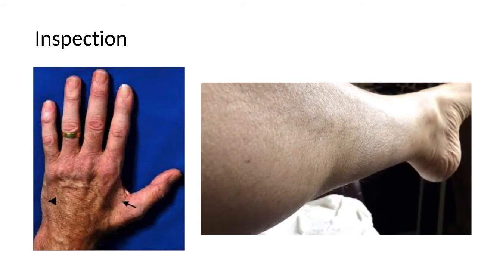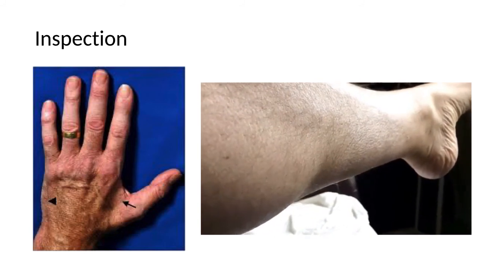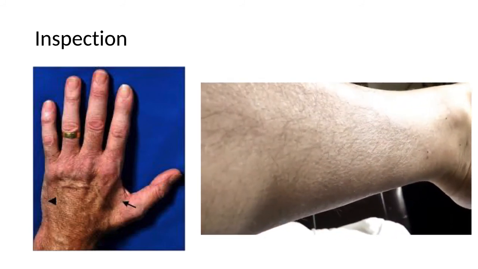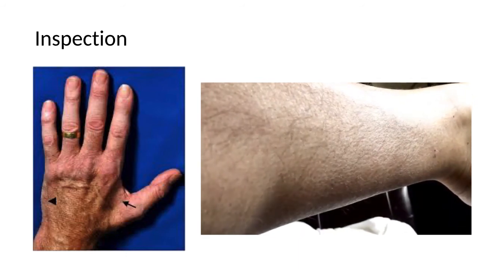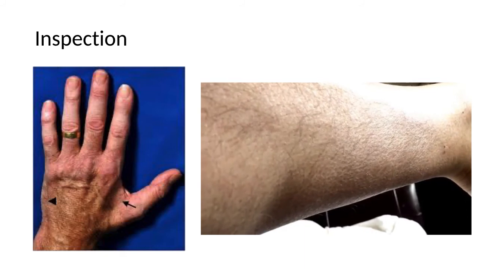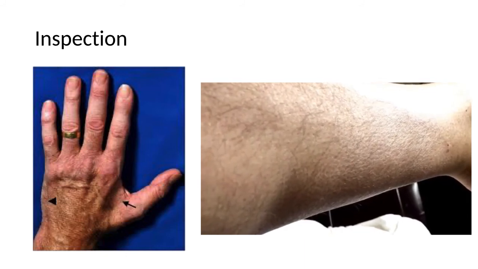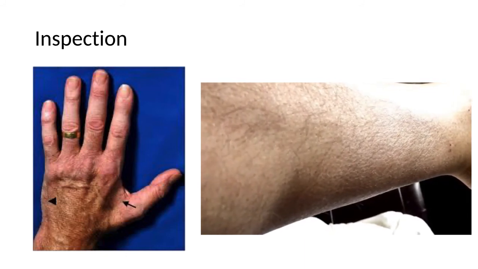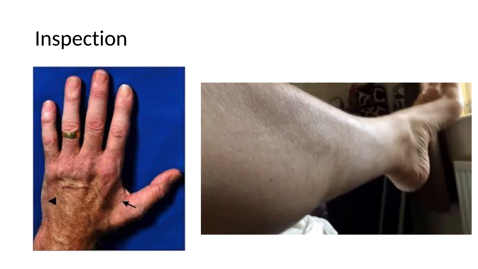And the other thing we look for is wasting. Here we can see quite significant wasting of the first dorsal interosseous muscle, as well as wasting of the thenar eminence. It's not quite as bulging as it should be. And these are things that both denote a lower motor neuron lesion. So that's inspection, and they're the main things we look for in inspection really, as well as things like scars and atrophy.